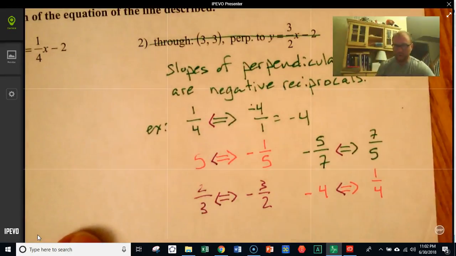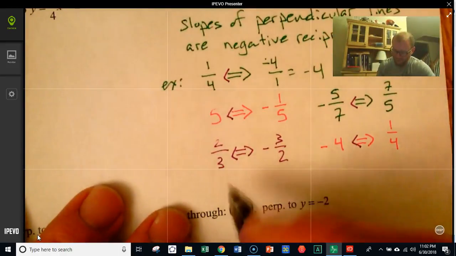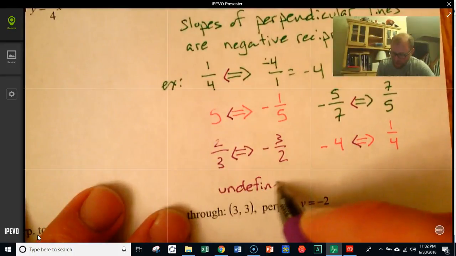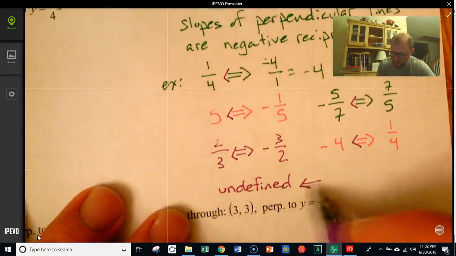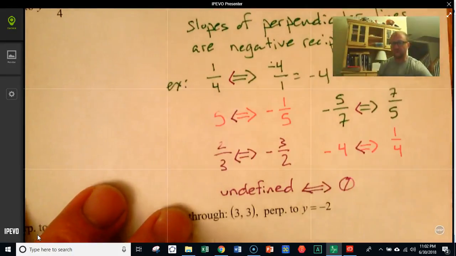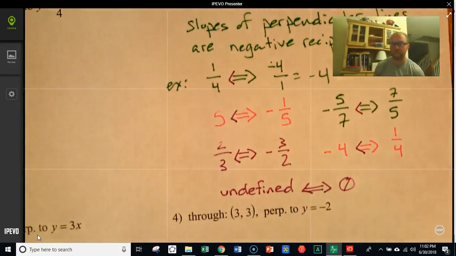One other little thing here, there's one oddball case. Undefined to 0. So if you have a 0 slope on one line, that means it's a horizontal line, and the negative reciprocal of that is undefined, because 1/0 is nothing. Well, it's undefined. And that means it's a vertical line. So let's look at some examples here.